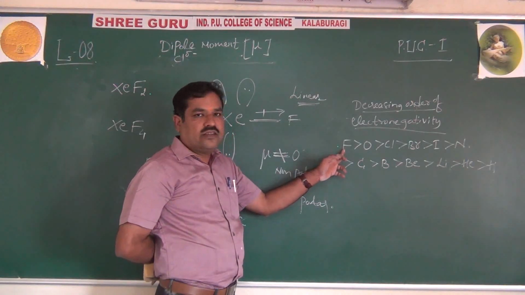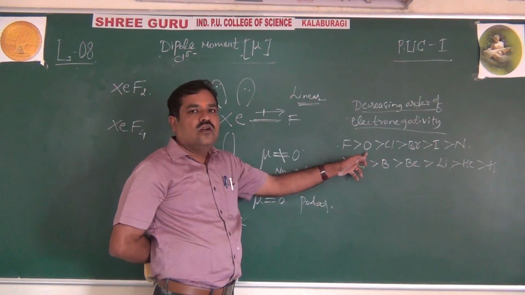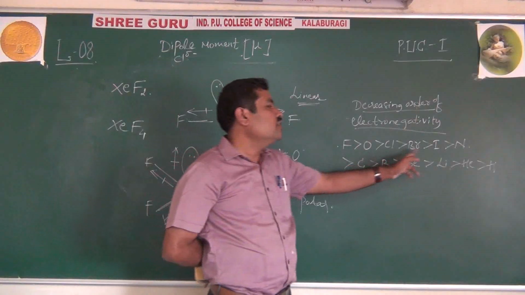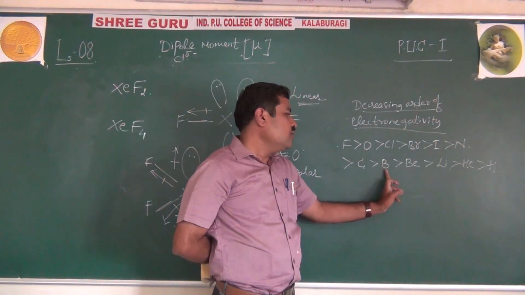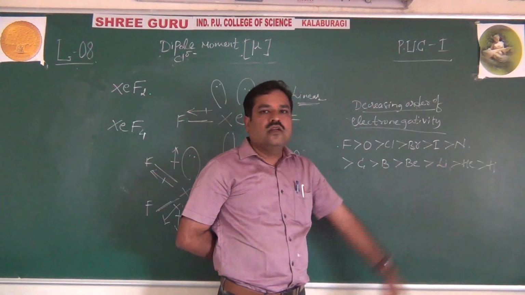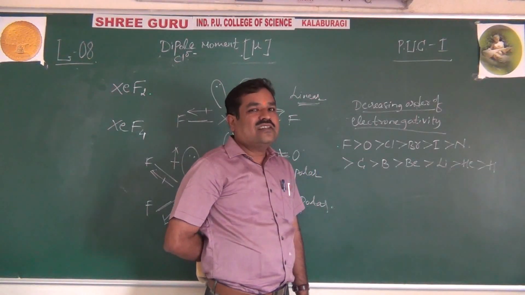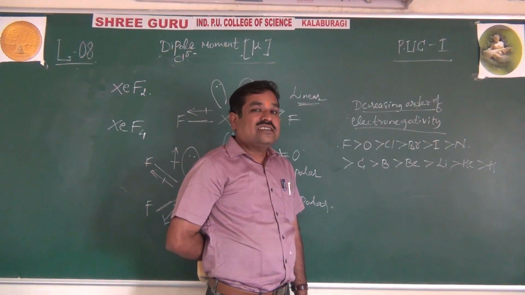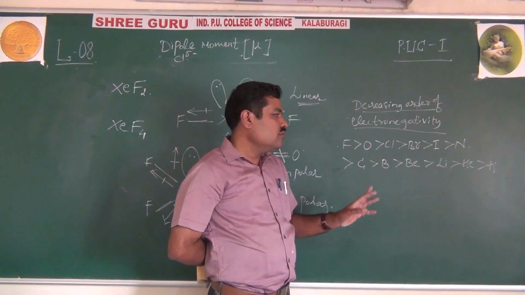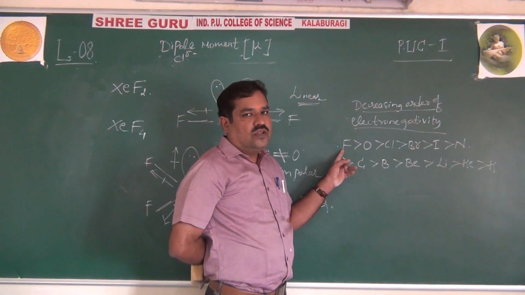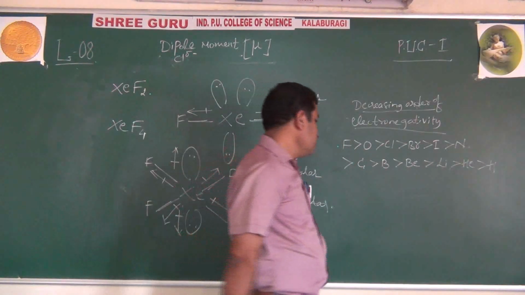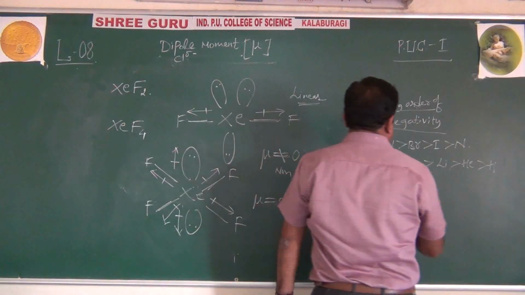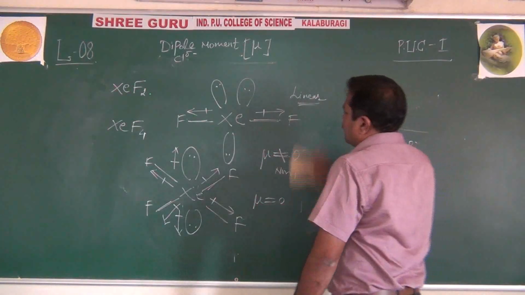Fluorine is the most electronegative, then the second highest is oxygen, followed by the halogens chlorine, bromine, iodine, then nitrogen, carbon, boron, beryllium, lithium, helium, hydrogen. Least electronegative and also less electropositive is hydrogen. Most electronegative is fluorine. That's about the very important example I just discussed with you.